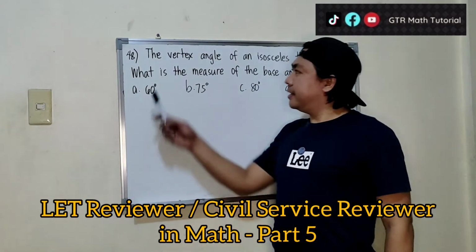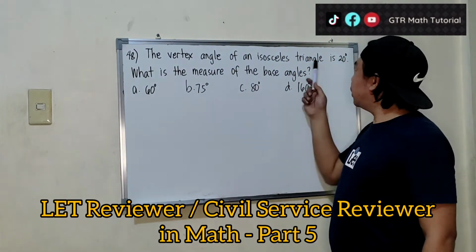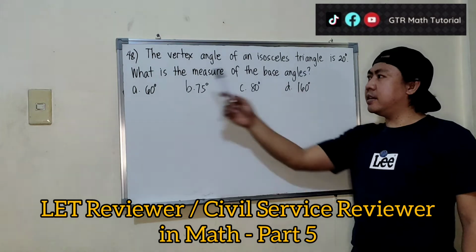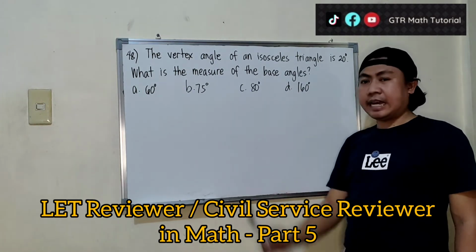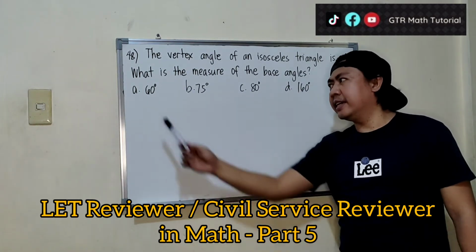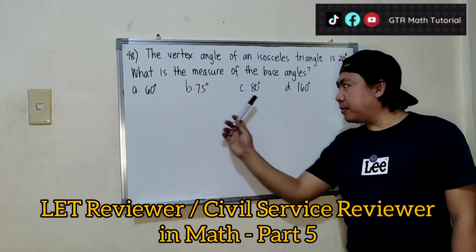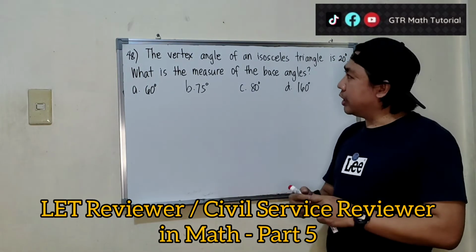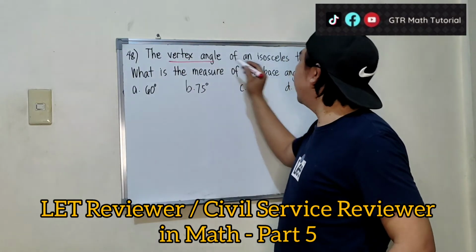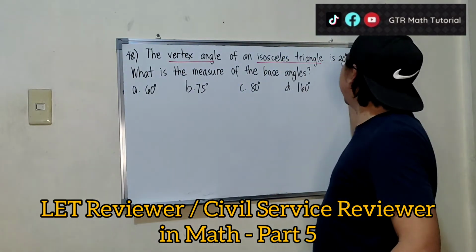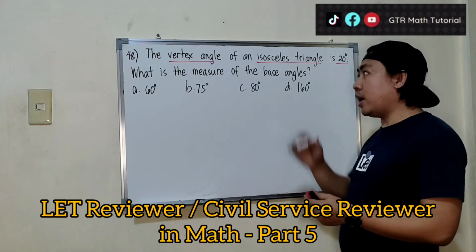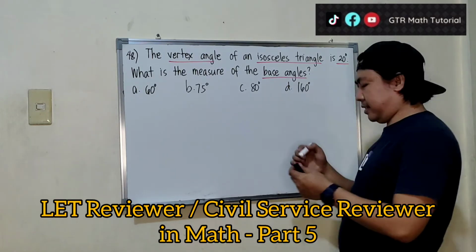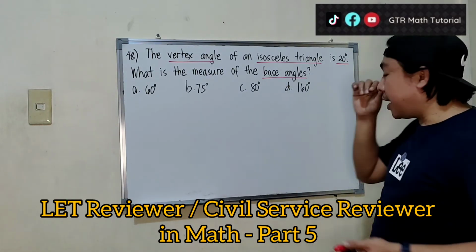Number 48. The vertex angle of an isosceles triangle is 20 degrees. What is the measure of the base angles? Medyo madali lang. The choices are 60 degrees, 75 degrees, 80 degrees, or 160 degrees. So, given ay vertex angle of an isosceles triangle is 20 degrees. What is the measure of the base angles? So, ano ba muna ang isosceles triangle?